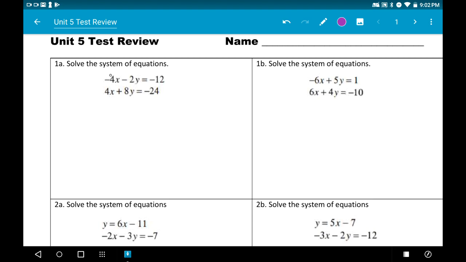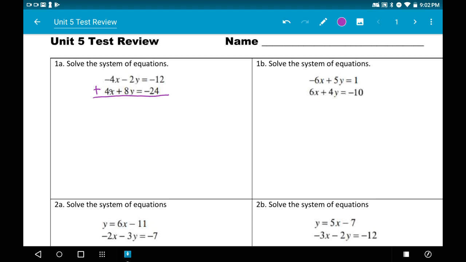So right here, if we look, the x's are both the same number, except one is positive and the other is negative. So since one is positive and the other is negative, when you add those together, they would equal 0, which is what we wanted. So since we have opposites here, we're going to add these two equations together.